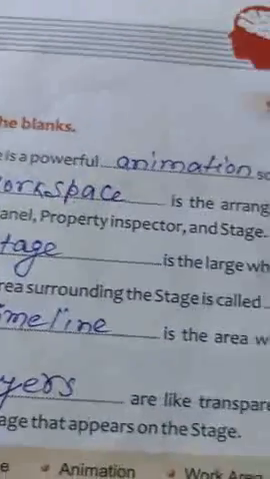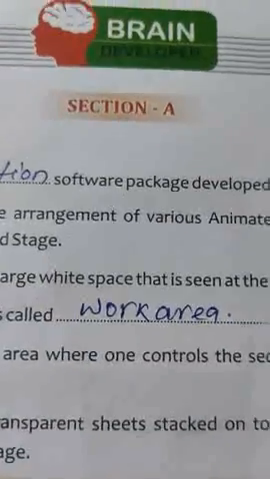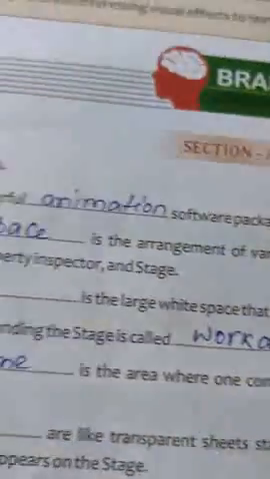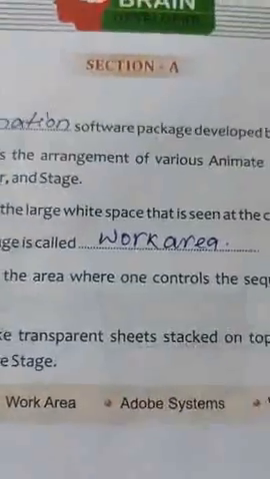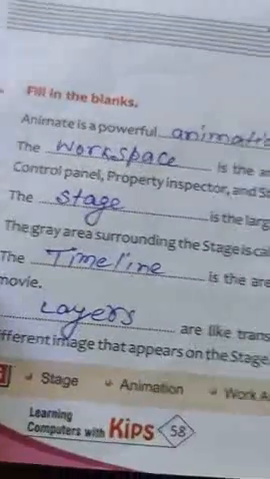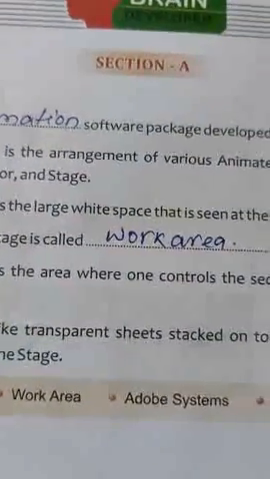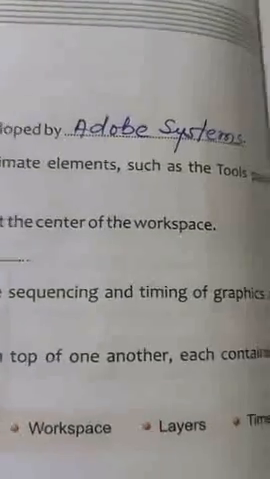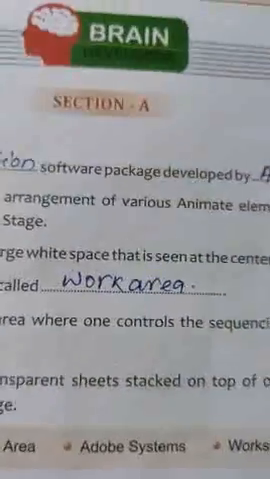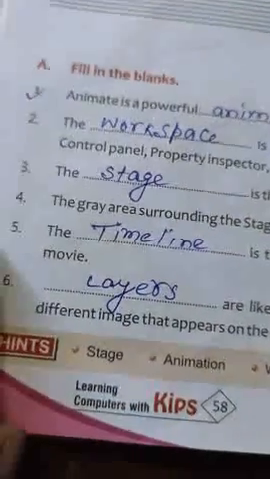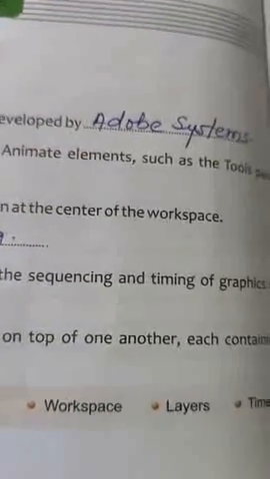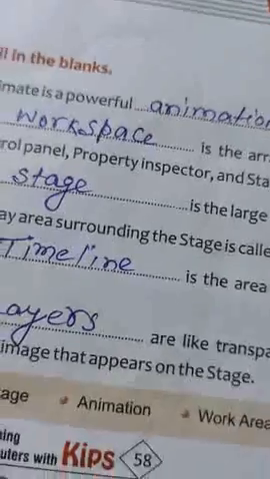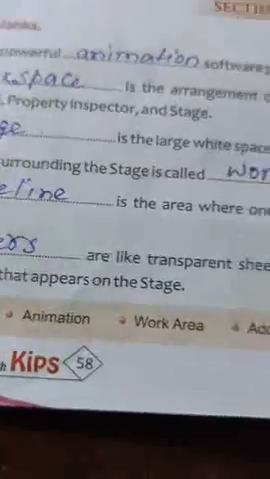And third, the stage is the large white space that is seen at the center of the workspace. Fourth, the gray area surrounding the stage is called the work area, and the timeline is the area where one controls the sequencing and timing of the graphics of a movie. And sixth question, layers are like transparent sheets stacked on top of one another, each containing a different image that appears on the stage. These are the fill in the blanks of chapter 4.